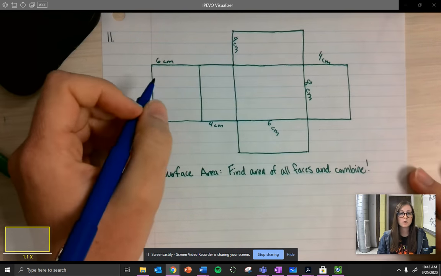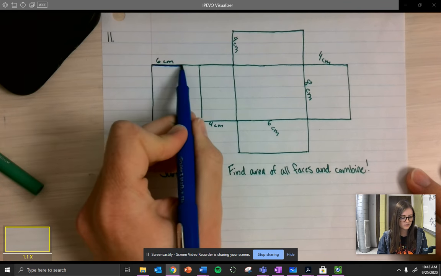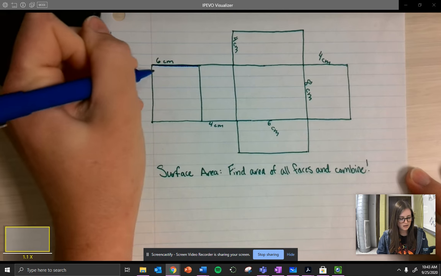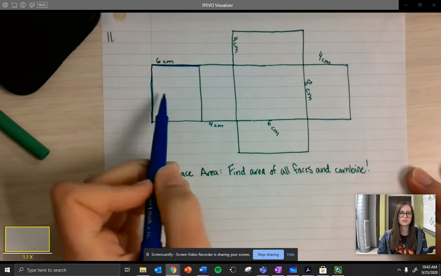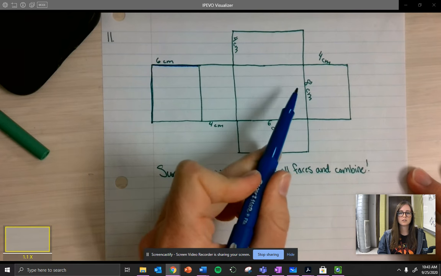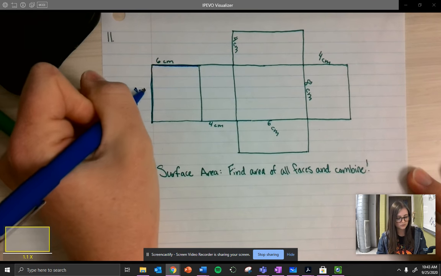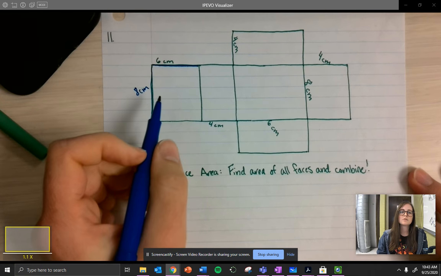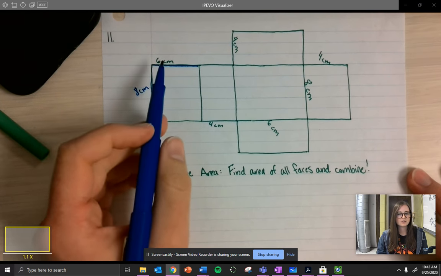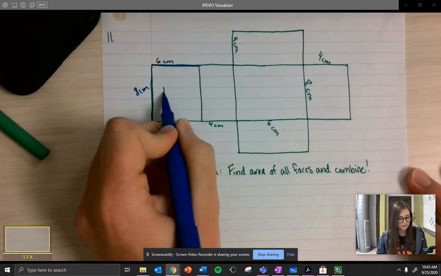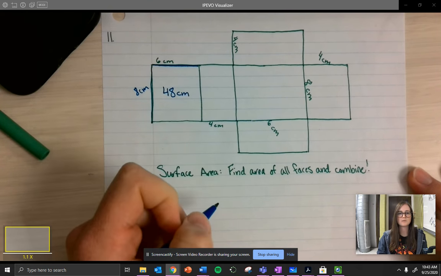So let's just work one by one. I see a rectangle here that has a width of 6 centimeters and a length of, it's kind of tricky because they haven't filled it in for us, so we need to look over here where it shares this length of 8 centimeters, and I can go ahead and write 8 centimeters over here. And we know to find the area of a rectangle, it is length times width, so 6 times 8 is 48 square centimeters, so I'm going to leave that there because that is one face.